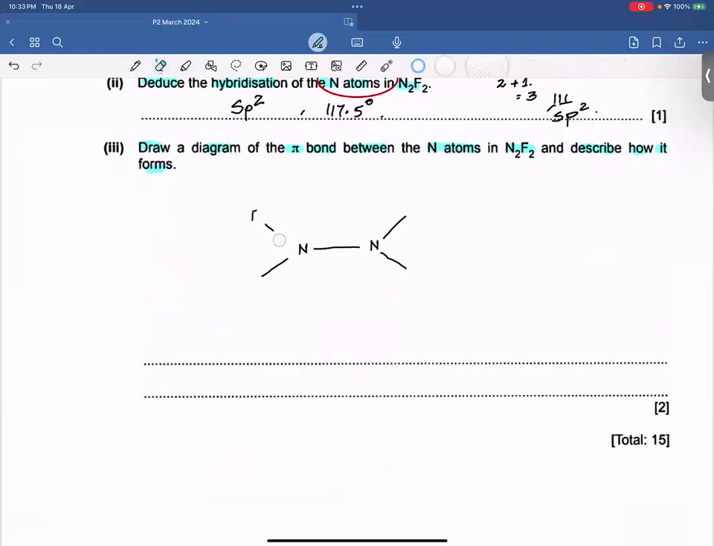Ouch. Ouch. Ouch. Hold on. Hold on. It's all right. This is fluorine atom. This is fluorine atom. Oh, so pi bonds. Okay. This is the P's.